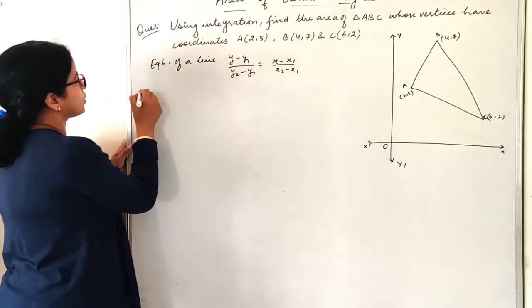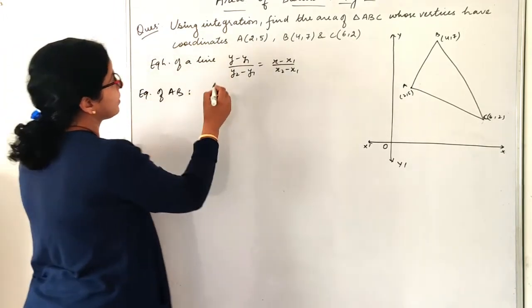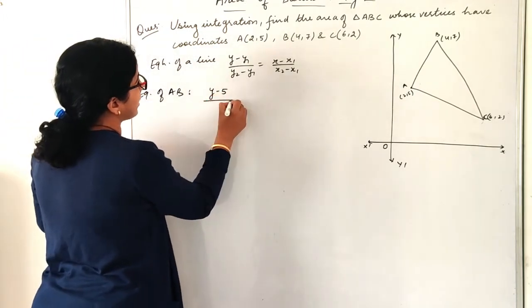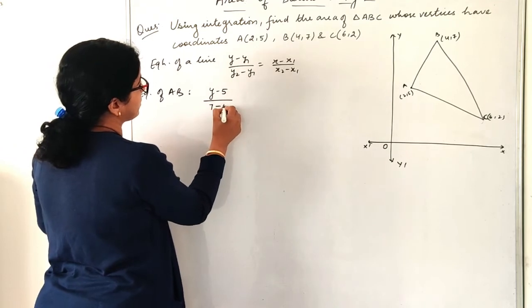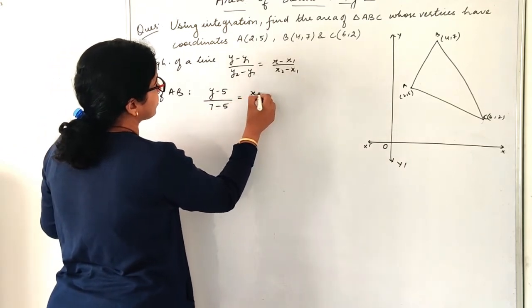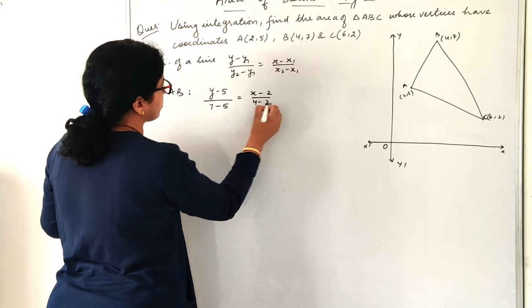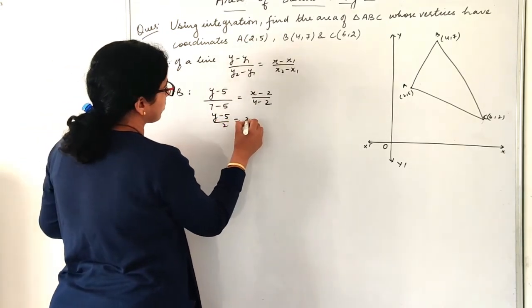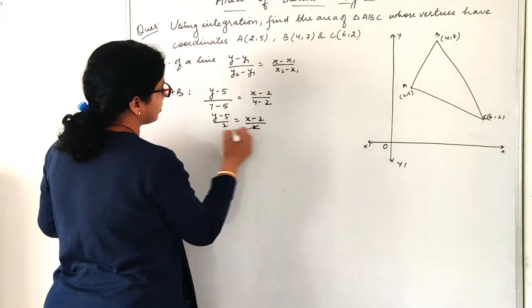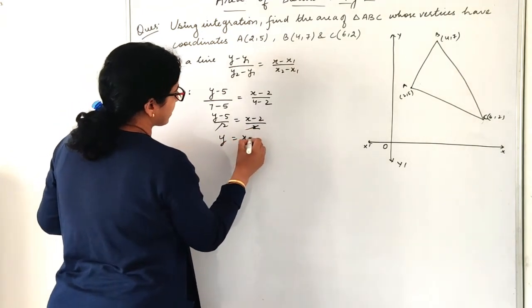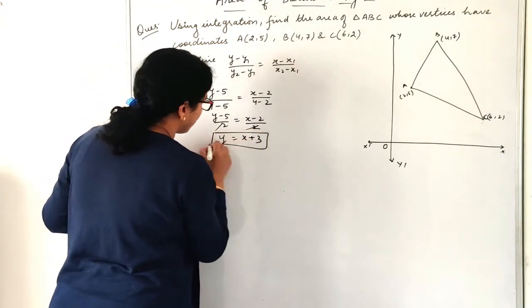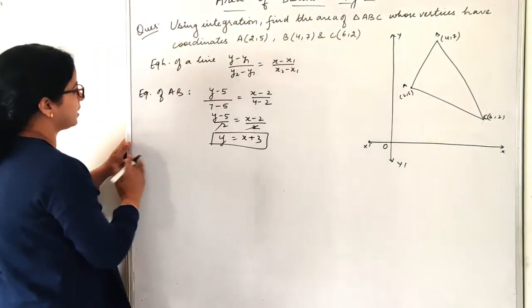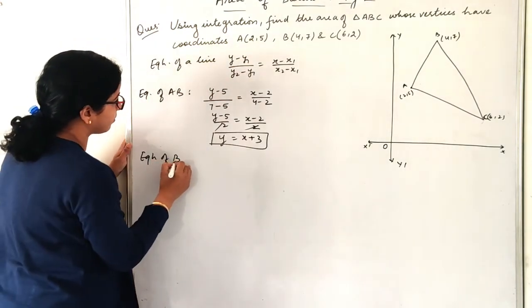So first, the equation of AB. What I am getting is (y minus 5) upon (7 minus 5) equals (x minus 2) upon (4 minus 2). So basically I am getting (y minus 5) upon 2 is equal to (x minus 2) upon 2. So y is equal to x plus 3. So this is the equation of AB. Correct? Now the equation of BC.